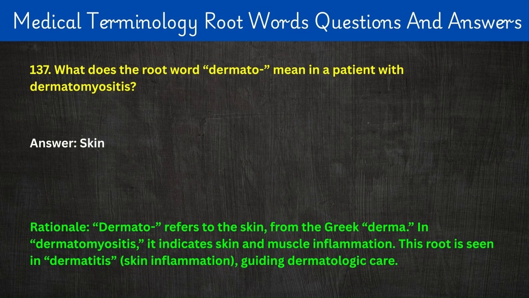137. What does the root word dermato- mean in a patient with dermatomyositis? Answer: skin. Rationale: Dermato- refers to the skin, from the Greek derma. In dermatomyositis, it indicates skin and muscle inflammation. This root is seen in dermatitis, skin inflammation, guiding dermatologic care.